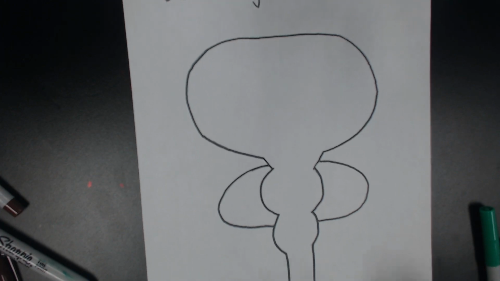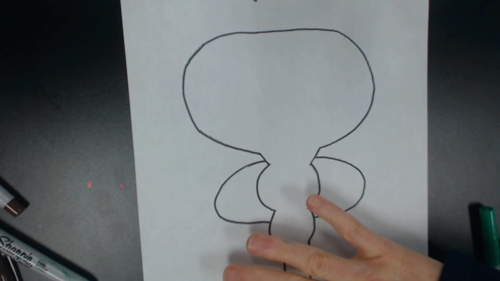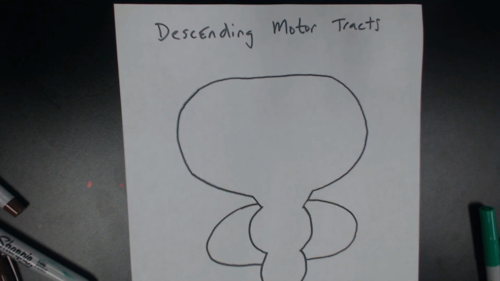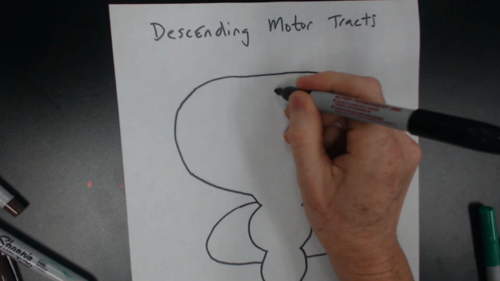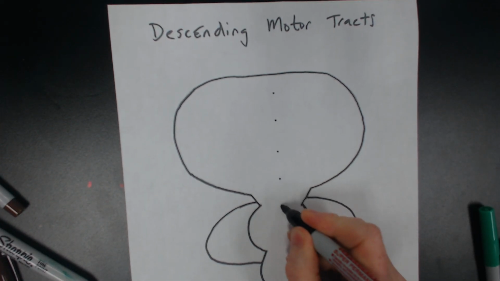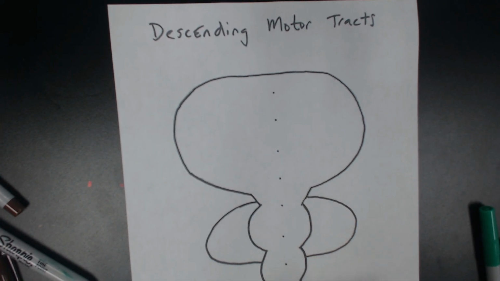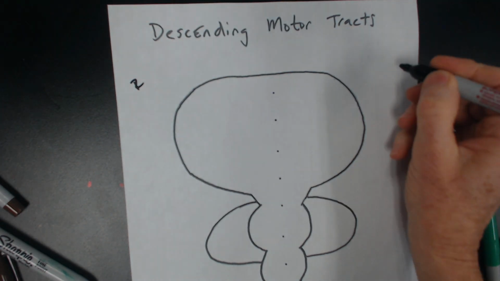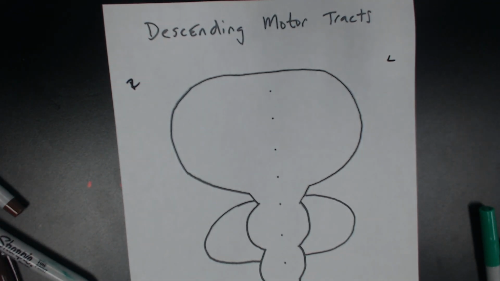Okay, so this is going to be my standard frontal section, the descending motor tracts. We know that the corticospinal tract is going to decussate at some point, so I always like to go ahead and put in my midline to start with. This is nothing more than differentiating left from right. Let's say this is the person's right side and this is their left side.